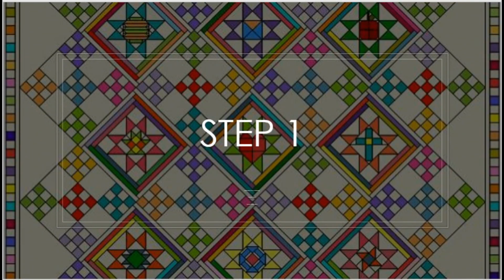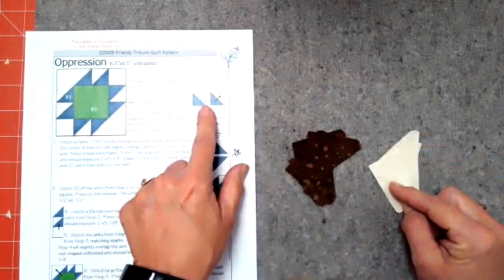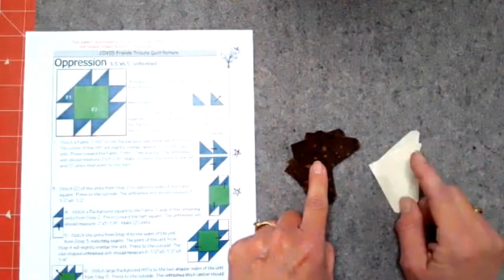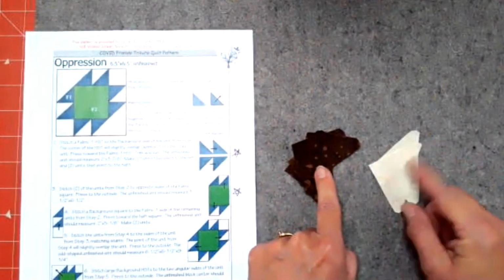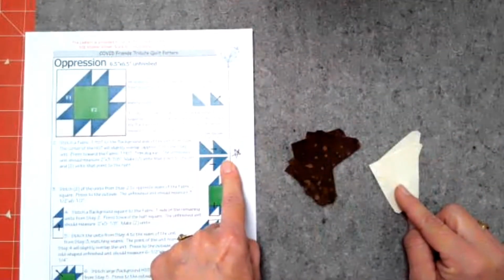Let's dig in for the first instruction. The first instruction has you very simply adding your half square units, stitching them together, your background plus your fabric 1 half squares, and you're going to stitch those and press those towards the background units. Now you have more fabric 1 half squares than you have backgrounds, and that's purposeful. You're going to need that for step 2.